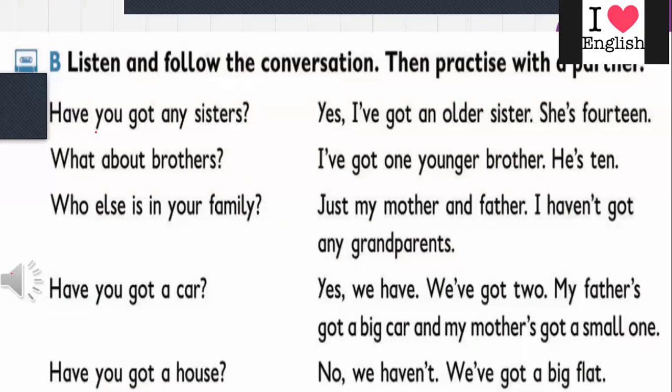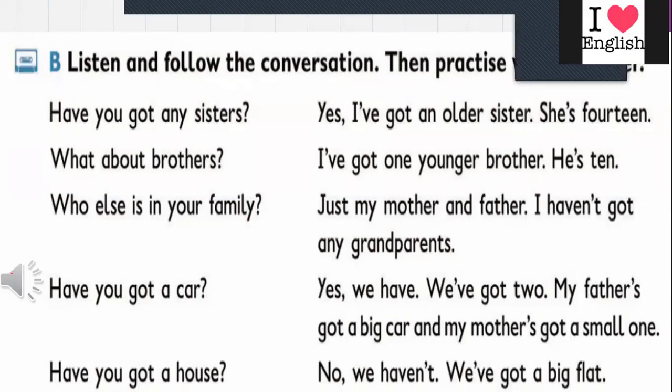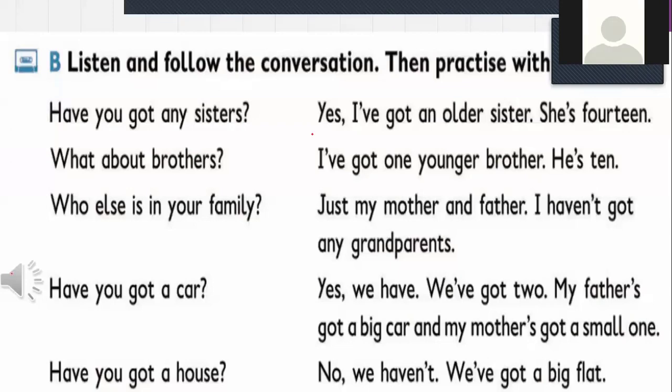Okay, what does it mean here? Have you got any sisters? So she is asking Aisha, have you got any sisters? Yes, Sireen? Yes, okay. Any sisters? Yes, akhawat. Yes, I have got an older sister. She is 14. I have got an older sister. That means she has a sister that's older than her. Yes, she is 14.